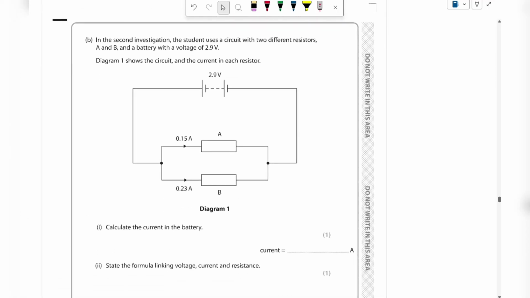In the second investigation, calculate the current in the battery. Well, we've got 0.15 and 0.23. They come together, so you've got to add those two together. 0.38 amps.